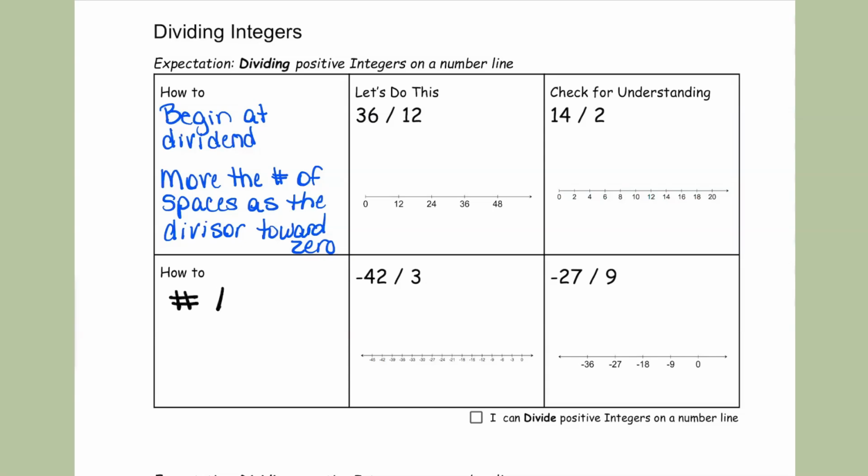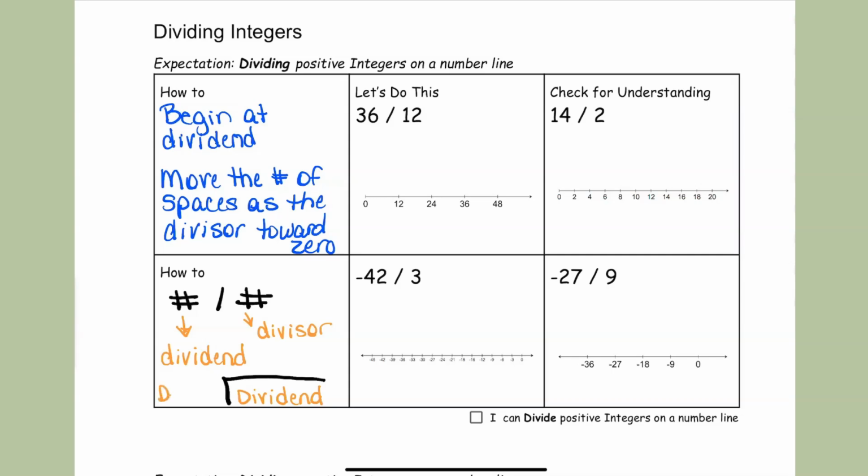So let's look at this. If we have a number divided by another number, that first number is our dividend. That's usually what goes inside of our division bracket. The second number is called our divisor. And usually that number is on the outside of our dividing bracket. Okay, so please pay attention to that. Dividend goes in, divisor goes out the door. So one is inside, one is outside.